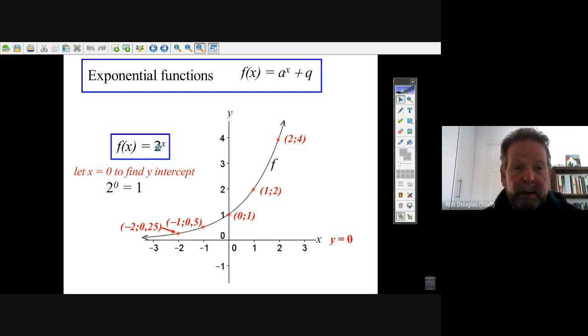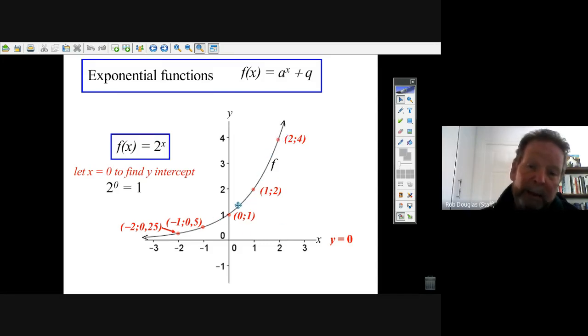Y equals 2 to the x power. F of x equals 2 to the x power. Well, if we put in 0, anything to the 0 power is 1. So if x is 0, y is 1. If we put in 1, 2 to the first power is just 2. So 1 and 2 is a point. Here, this computer has done it kind of perfectly. But if I put a 2 in there, 2 squared is 4. Hey, it starts going up faster.